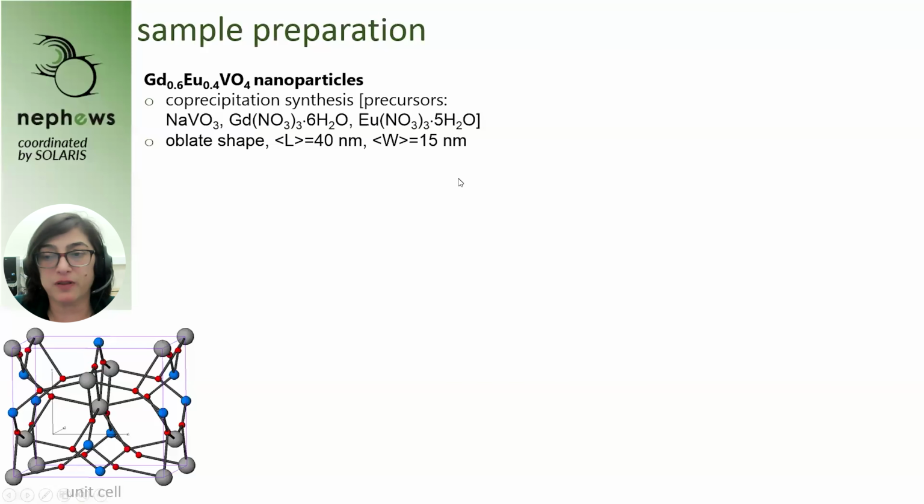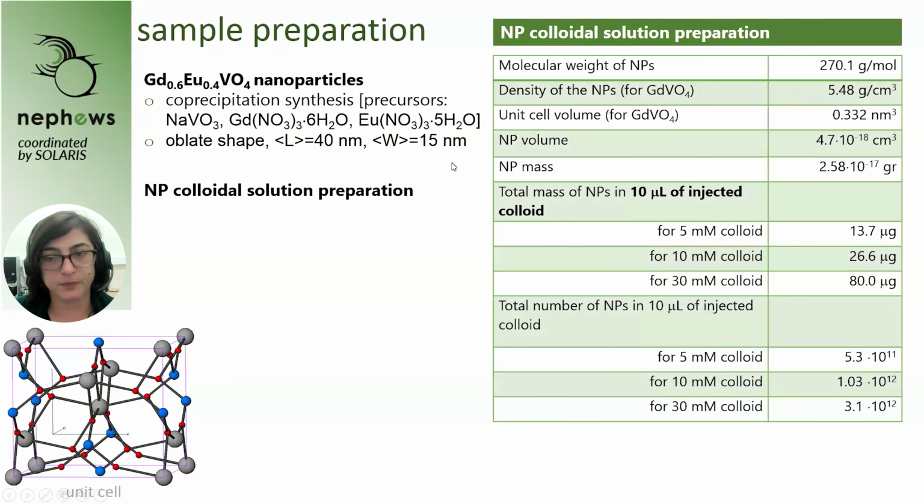So let's proceed with the results and the sample preparation. The gadolinium europium vanadate nanoparticles were prepared by co-precipitation synthesis method at ambient conditions, using, of course, proper precursors. A transmission electron microscopy study revealed that the nanoparticles had an oblate shape with an average length of 40 nanometers and average width of 15 nanometers.